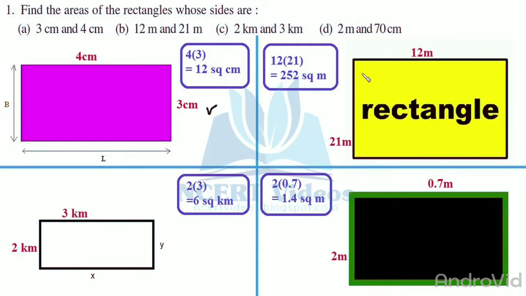Now here we have 12 meter and 21 meter. We will take length as 12 meter and breadth as 21 meter. So we will again multiply it. When you multiply it, it is 252 square meter. Remember to put the units. The unit is meter.